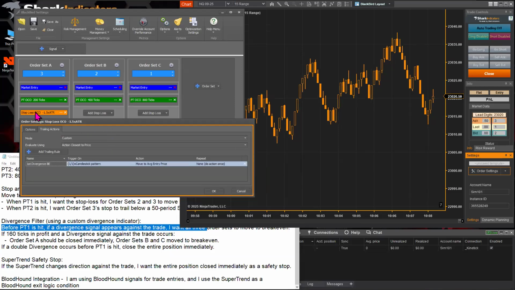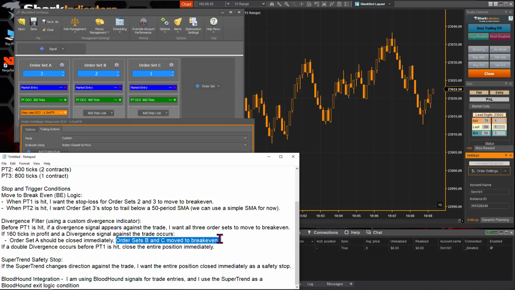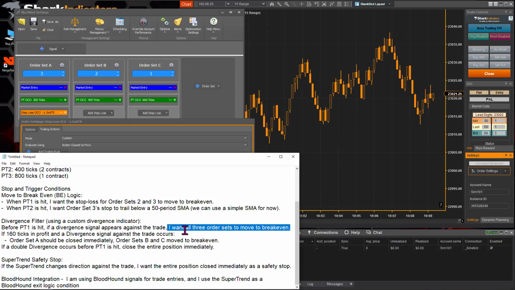So when we copy this stop loss, this first divergence break even, this will get copied, and that'll be this rule here. Well, actually, it's a part of this. So that and that is one and the same there.